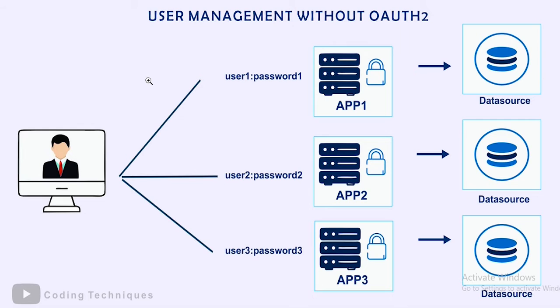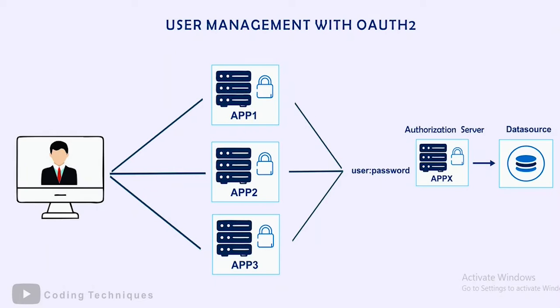So in this case, each app independently manages users. Let's see what user management with OAuth2 looks like. Here we have a user who uses 3 apps, but in this case the apps use an authorization server. So now the user has to log in with a single password. The authorization server manages the user and the password, the authentication.